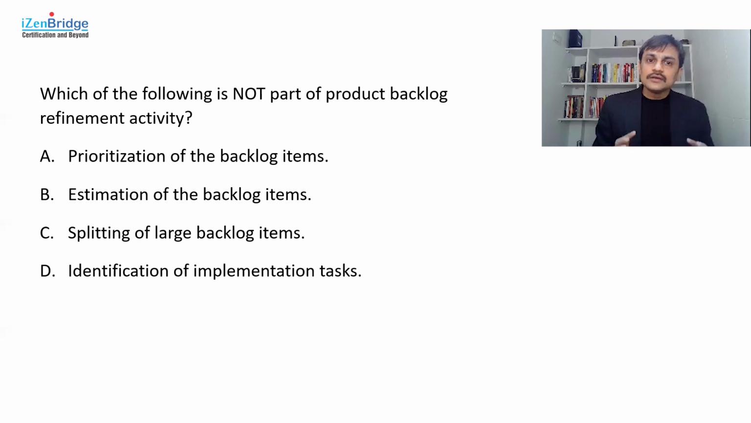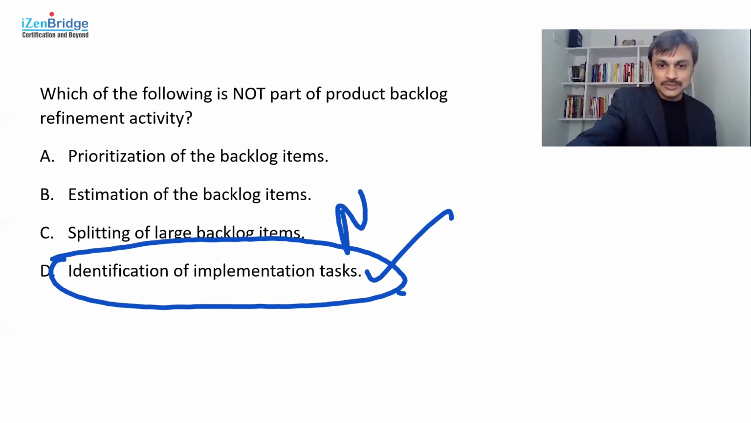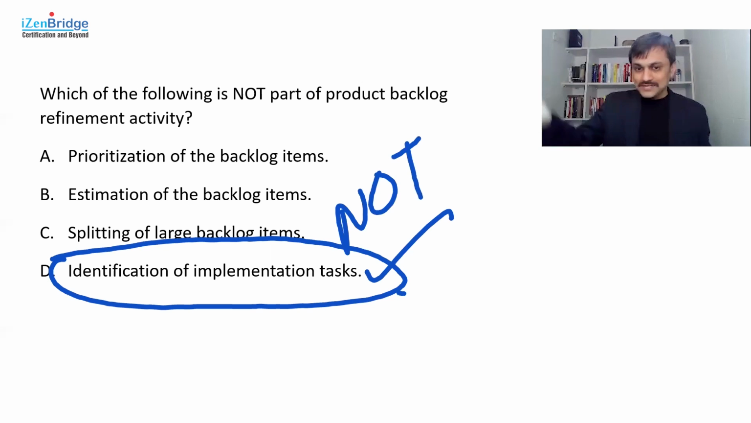So this relates to how do I get it done? And as I said before, we don't talk about when and who is going to work on it. So identification of implementation tasks is not necessarily a backlog refinement activity. It should be done while you are doing iteration planning. So we can fairly say that option D is the right option because it is something which is not included. Because it's a NOT question, the right answer seems to be the wrong option, but that's the option which we are picking for this particular question.